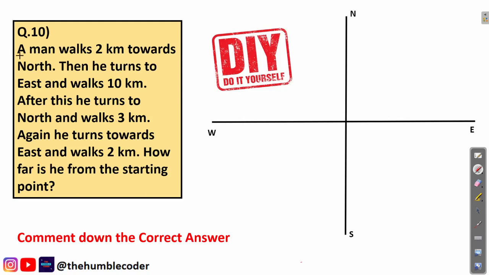Let me read out the question first. A man walks 2 kilometers towards the north. Then he turns to east and walks 10 kilometers. After this, he turns to north and walks 3 kilometers. Again, he turns towards east and walks 2 kilometers. How far is he from the starting point? So basically you have to find the distance from the starting point to the ending point.